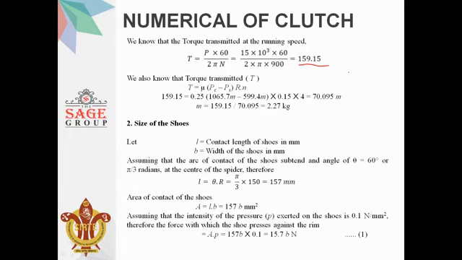Now area of contact of shoe A is equal to l into b, that means 157 b mm square. This is the area. Assuming that the intensity of the pressure p exerted on the shoe is 0.1 Newton per mm square, therefore the force with which the shoe presses against the rim is equal to A into p. So A into p is equal to 15.7 b newtons. So this is the force.